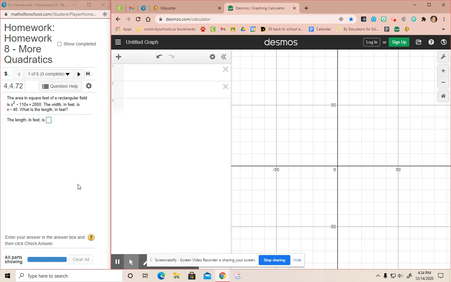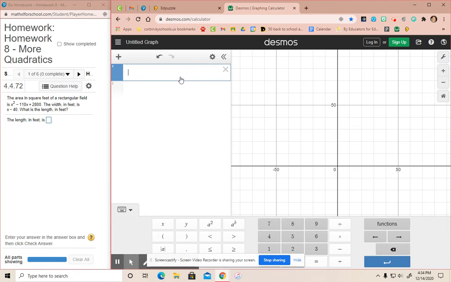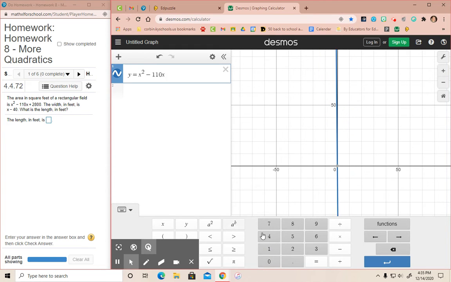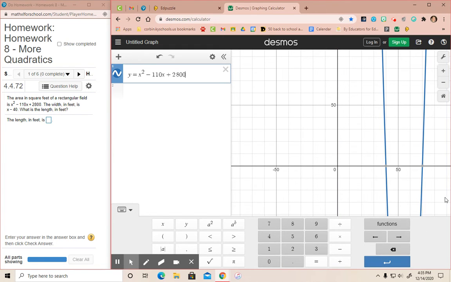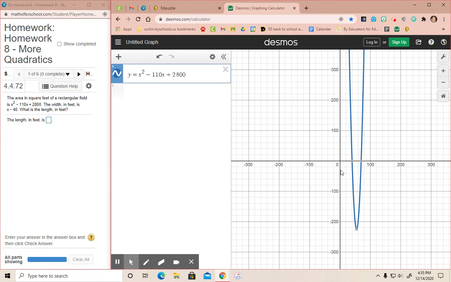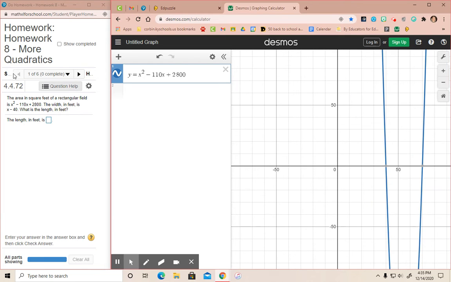So let's get started. Question number 1 says the area in square feet of a rectangular field is x squared minus 110x plus 2800. The width in feet is x minus 40. What's the length in feet? So we're just going to go over here to the Desmos calculator, and we're going to type in y equals x squared minus 110x plus 2800. And we see we have our graph here. If you want to zoom out, you can. As you can see, it's a nice quadratic, a nice parabola. I'm going to zoom back in.